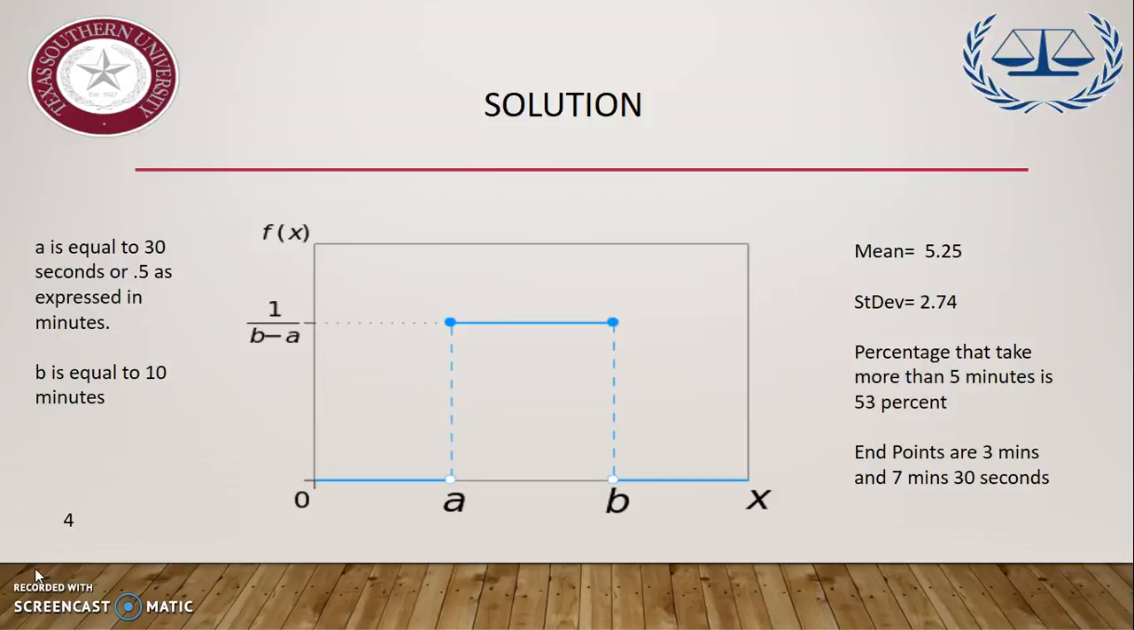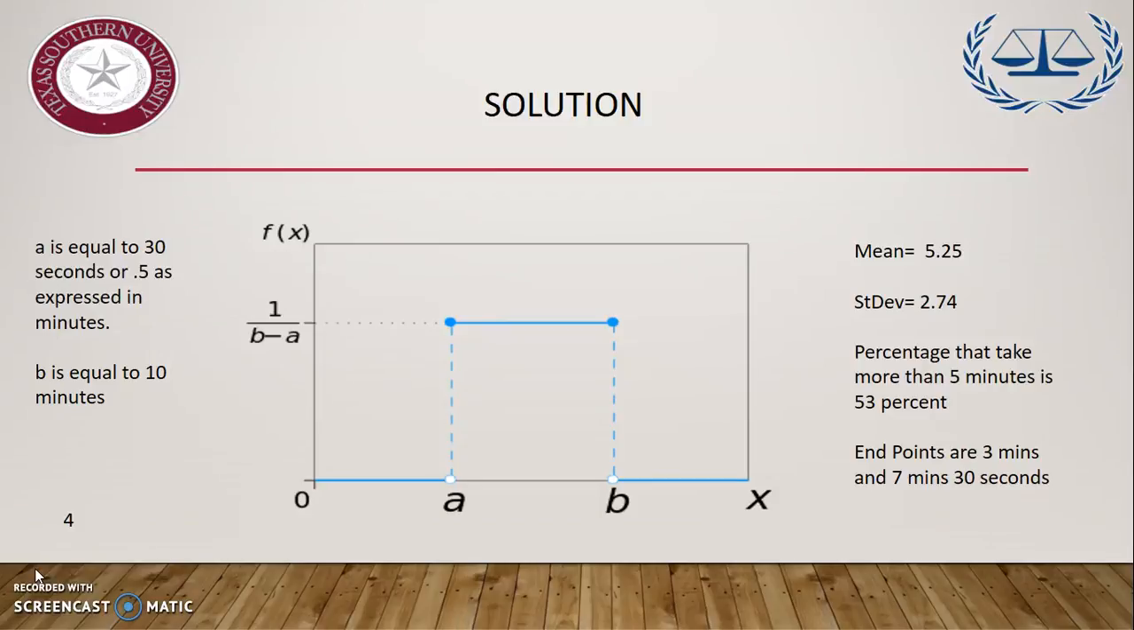So the mean, simply add up A and B divided by 2, and I got 5.25. And then the standard deviation, that was another problem. It's B minus A squared divided by 12, and then the square root of that answer. So that standard deviation is 2.74.